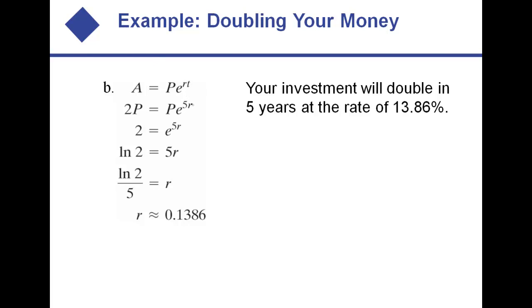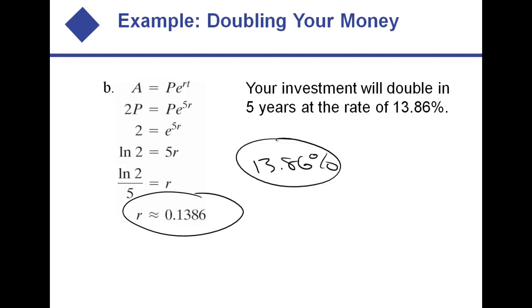We don't know r. We still want our money to double, so instead of just being some arbitrary amount, it's exactly twice our starting amount. Divide both sides by p, and we're back to 2 equals e to the 5r. And you can see the steps from here on out are the exact same thing. In order to solve for the power of e, we have to take a natural log of both sides, which strips away that e. Then to solve for r, we divide both sides by 5, and we simply do natural log of 2 divided by 5. We get this, and that means you basically need 13.86% as your interest rate.